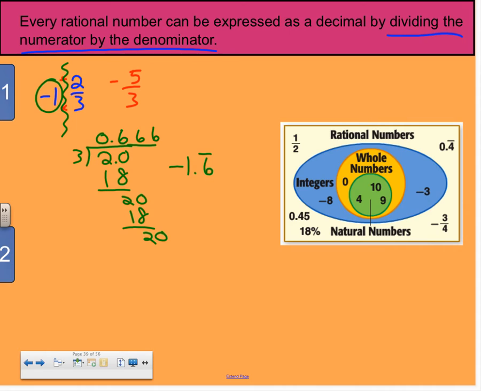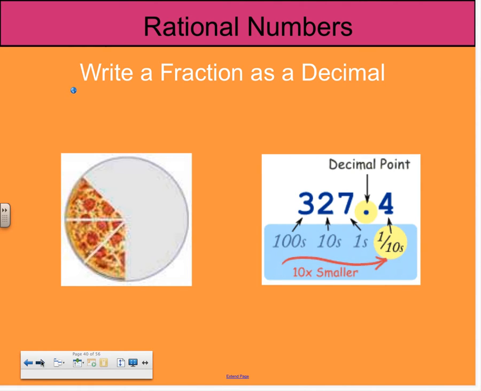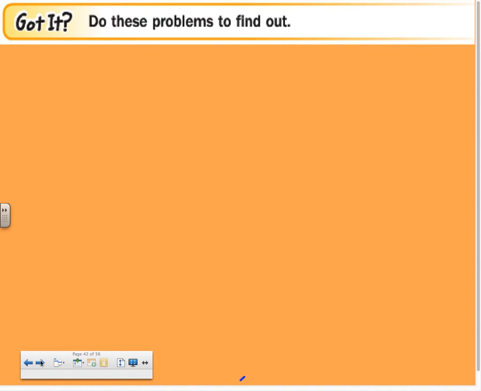What I'd like you to do right now is try the got it problems at the bottom of the page. There's 4 of them, so I don't know, 4 minutes? Go for it.